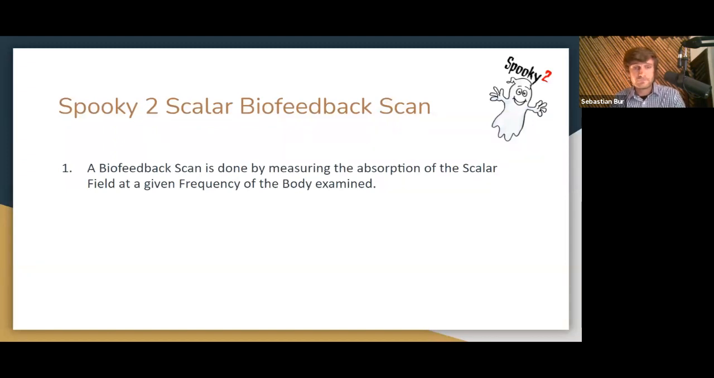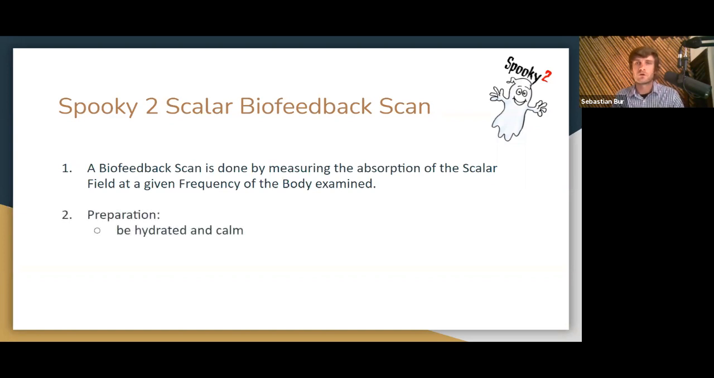A biofeedback scan is done by measuring the absorption of the scalar field at a given frequency of the body examined. In other words, whatever you put into the scalar field, and then you run the frequency, at some point the scalar field will react, or the body will react, or whatever is in the field will react to the frequencies. And so the machine just picks up which frequency creates a reaction in the body.